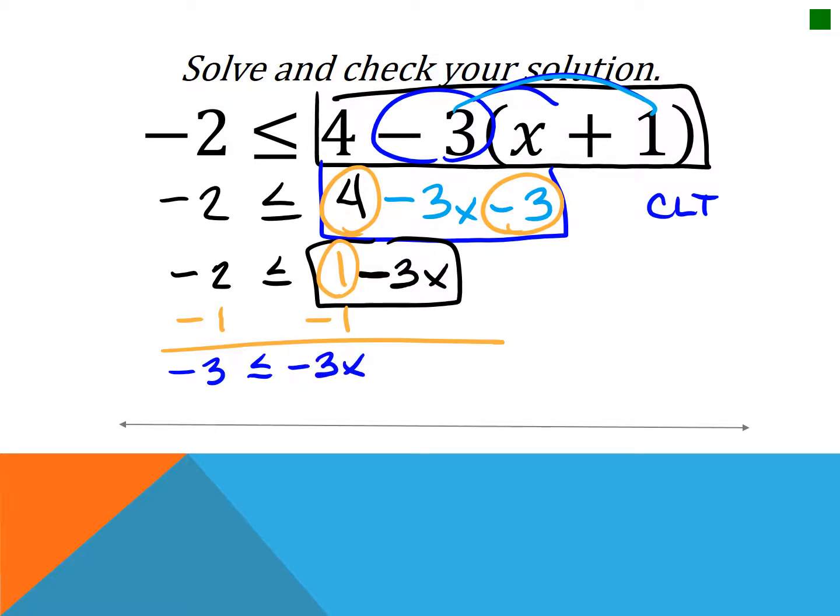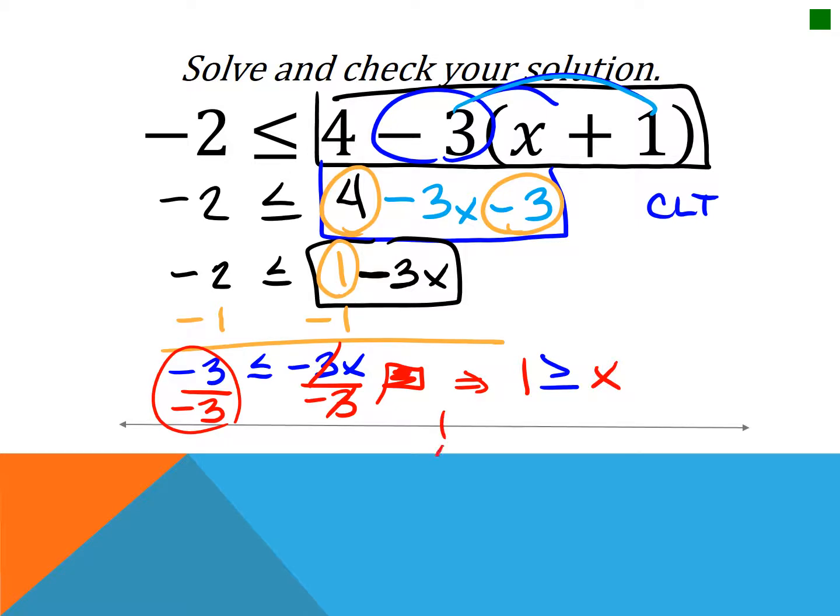I'm done with addition or subtraction, so I'm going to divide by negative 3. This is where I decide. Am I going to flip? You betcha. So negative 3 divided by negative 3 is 1. Flip that sign. And the negative 3's cancel here, and I just have x.